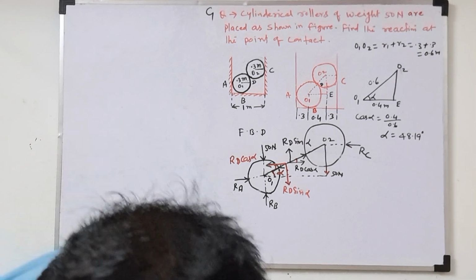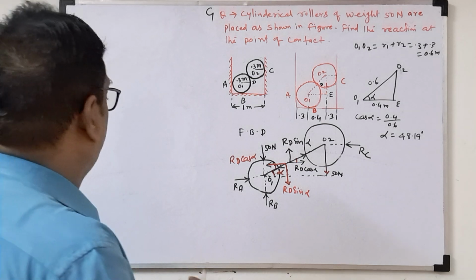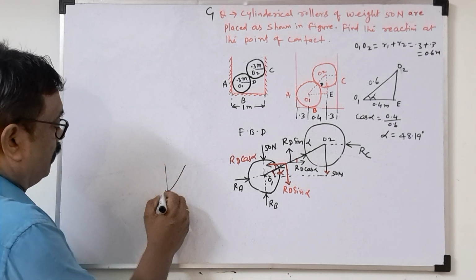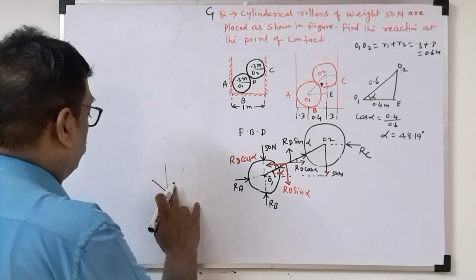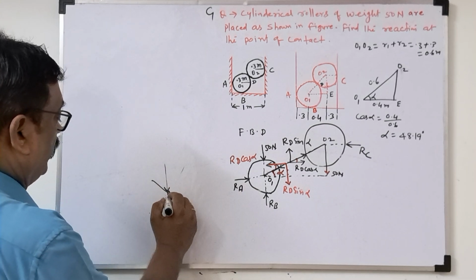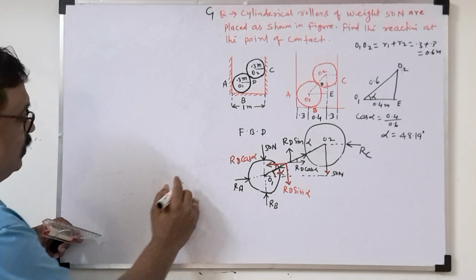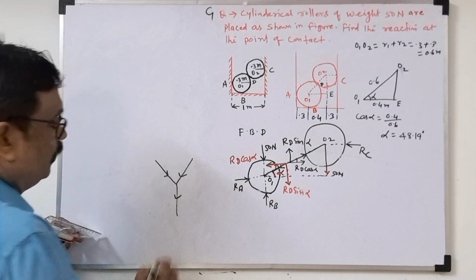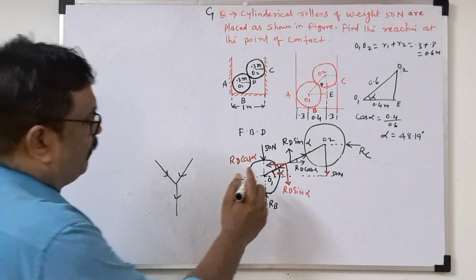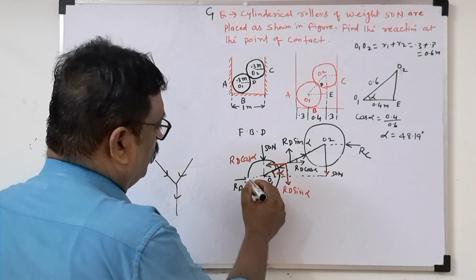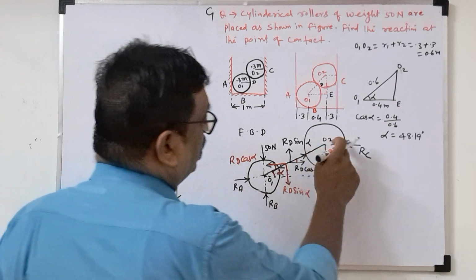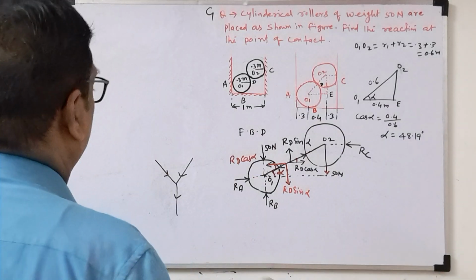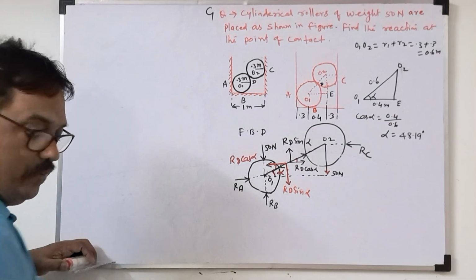And one more thing: suppose three forces are passing through the same point, and they are coplanar and concurrent, then we can apply Lami's theorem also. Here there are one force, two, three, four forces, so we cannot apply it, but here we can. So that way also we can solve, but here the equilibrium equations can be solved more easily.